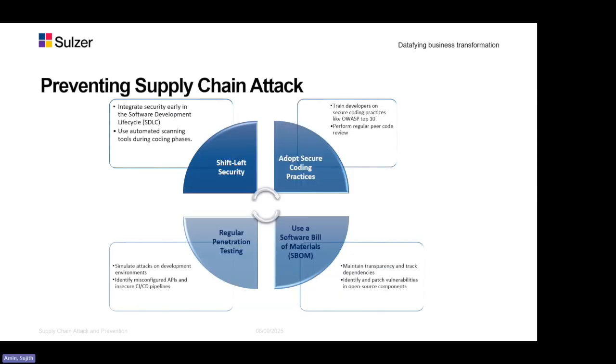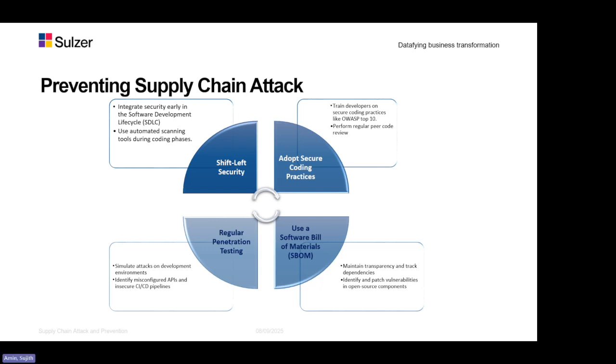Next, we can discuss on preventing the supply chain attacks. The first step is shift left security. To use this shift left security, you can integrate the security early in your software development lifecycle, SDLC. You can use the automated scanning tool during the coding process so that you can handle the dependencies smartly, especially the open source dependencies.